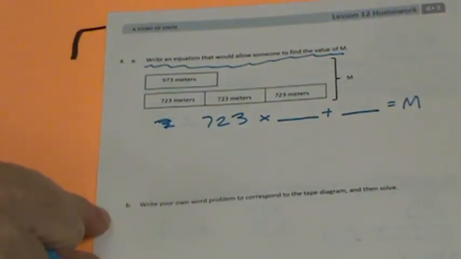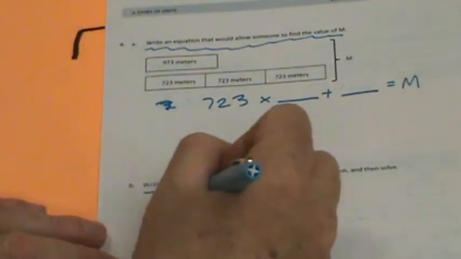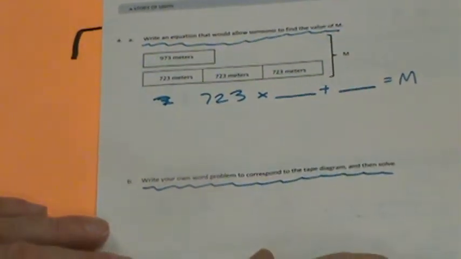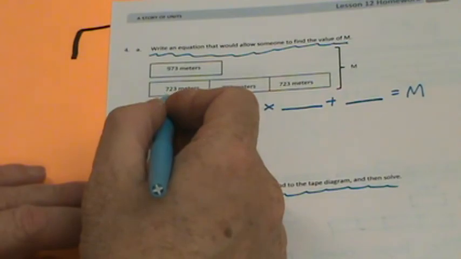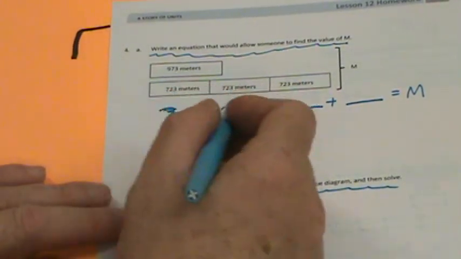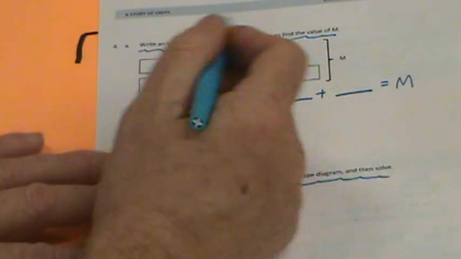Now, they want you to write your own word problem to correspond to the tape diagram and then solve, all right? So we're looking for m, just 723 times something plus something. I gave you some hints, and we could write a problem. So you try to come up with your own word problem, be creative to figure out what's what here, all right?